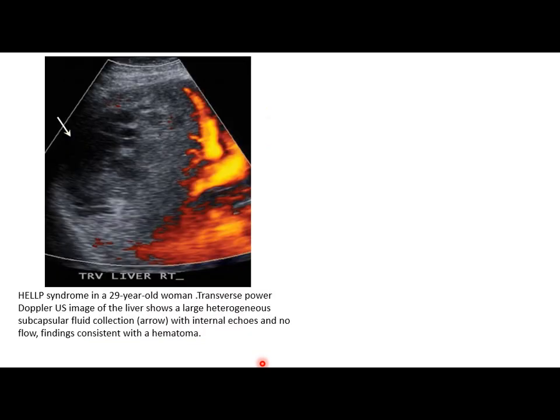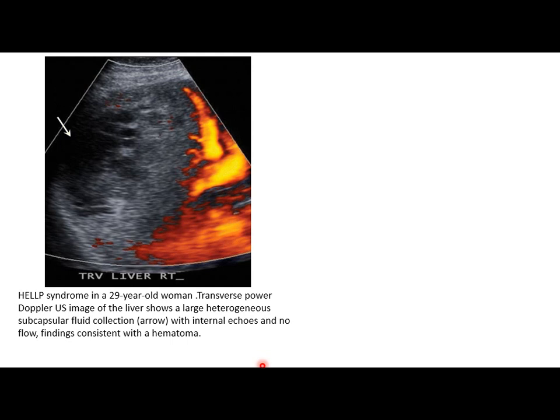HELLP syndrome belongs to the complications of the postpartum period. Eclampsia and preeclampsia present during pregnancy within 30 to 34 weeks, but in 20 to 30% of cases may present during the postpartum period, and the patient may present with epigastric pain, headache, or vomiting. Consider the liver. The liver on ultrasound becomes enlarged.